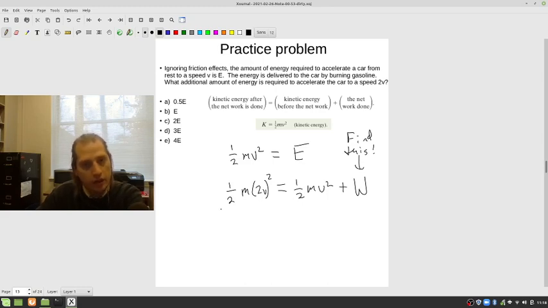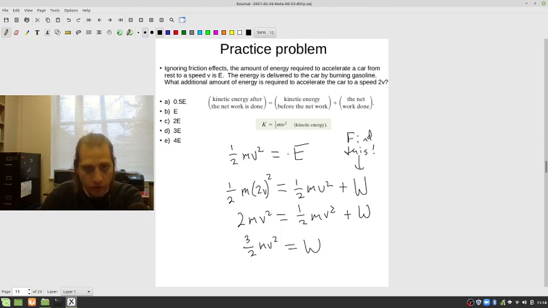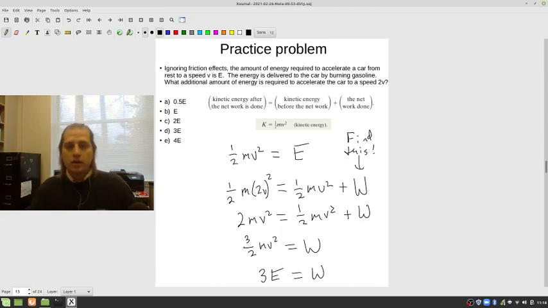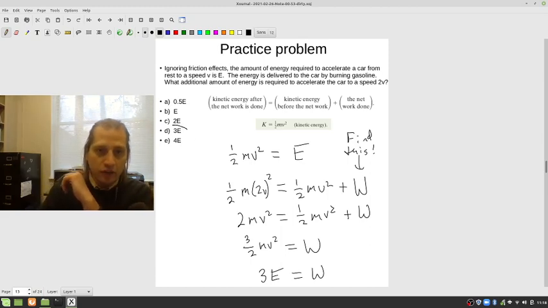Okay, let's do it quick. So this would be 2 squared is 4. So this would be 4 divided by 2 would be 2 mv squared equals 1/2 mv squared plus w. So subtract off 1/2 mv squared from both sides, and you get 3 halves mv squared equals w. And notice that that is 3 times this. So 3e equals w. So the answer, now we got it.